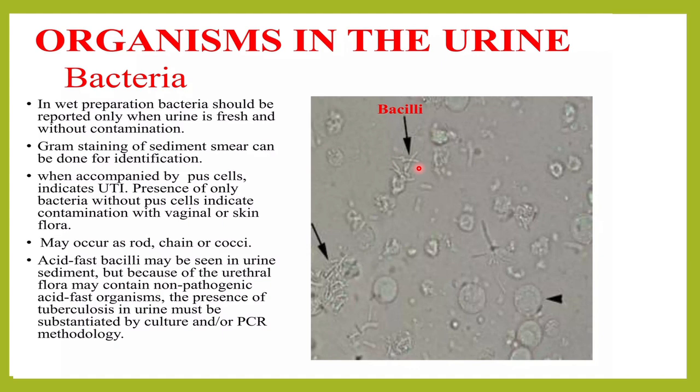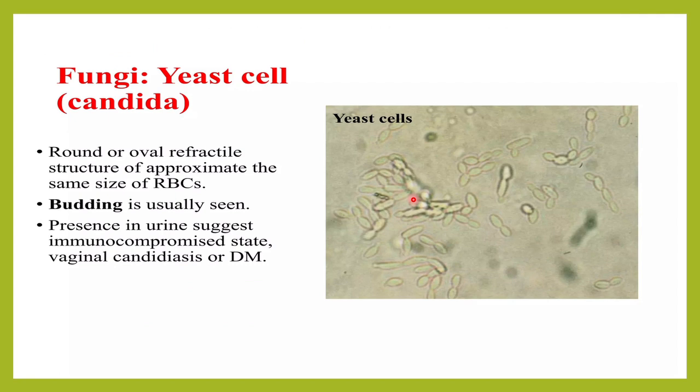Acid fast bacilli can also be seen in the urine sediment, but because the urethral flora may contain non-pathogenic acid fast organisms, whenever you want to identify AFB for TB, the urine must be cultured or substantiated by other methods, like either AFB culture or PCR methodology.